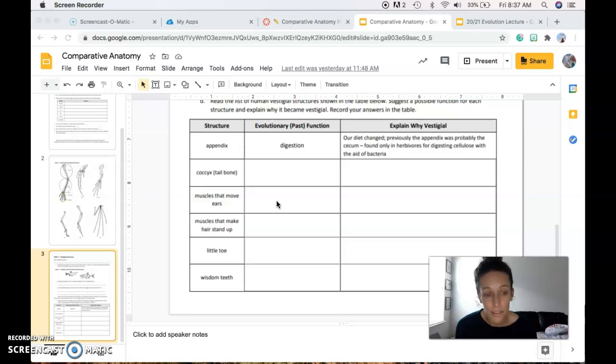Your little toe, fun fact, you don't need it. You have all of the balance you need in your big toe, and some people are actually born without their little toes anymore. And then wisdom teeth you don't need because we're not eating the same things anymore. So I've given you what their past functions were. You need to tell me why we no longer need them.